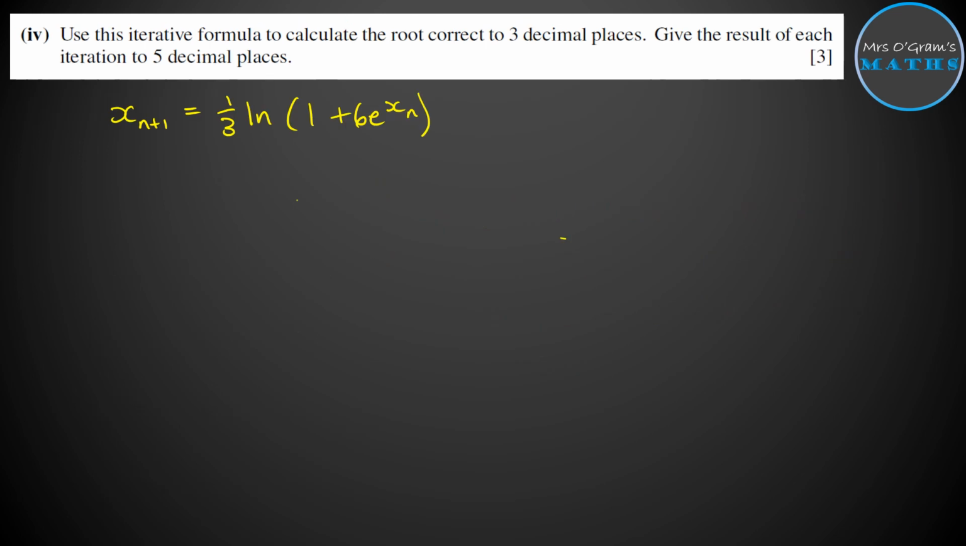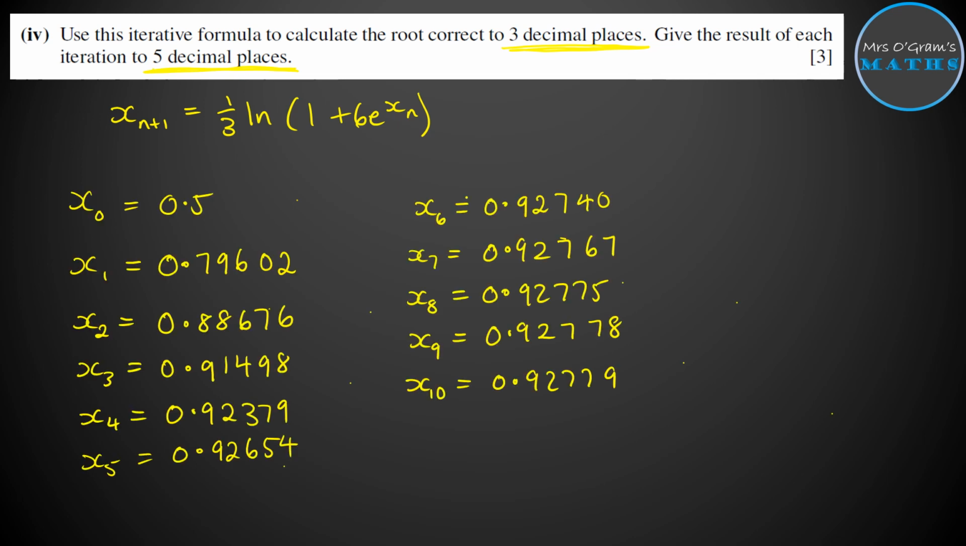Now we're going to go on and use that iterative formula to find the root. We want the root to 3 decimal places, and we need to give the answer for each iteration to 5 decimal places. Now we already know there's a root somewhere between 0.5 and 1, so that would be a good place to start. So we had to go quite far to be sure with this one. Now we've got to a point where we know that to 3 decimal places, x will round to 0.928.